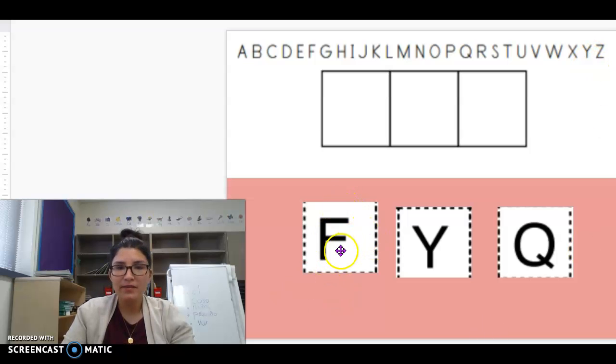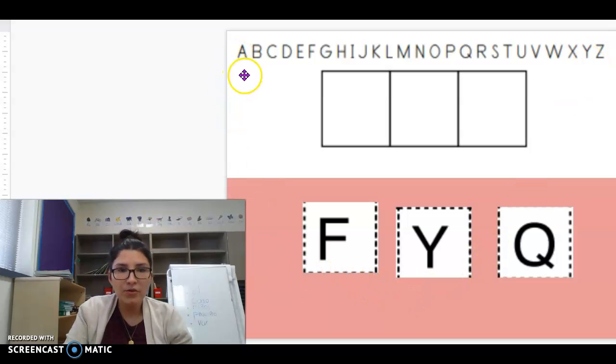So what we need to do is, let's first talk about what letters do we see here. We see F. What letter is this? Y. And what letter is this? Q. So we're going to look at these letters and figure out which one of these would go first. What do you think? How about we use the alphabet up here to help us figure this out?